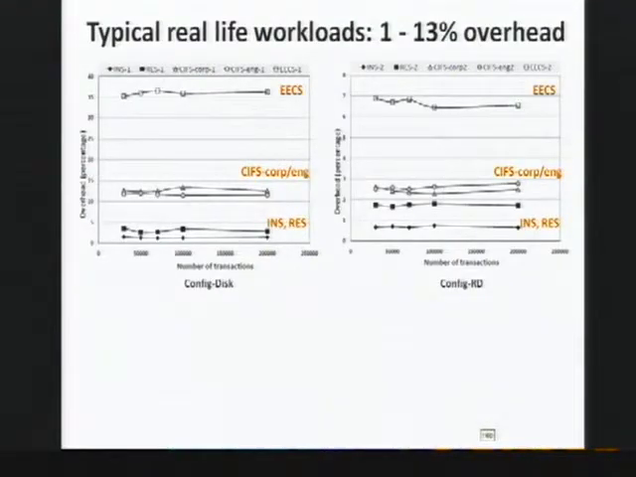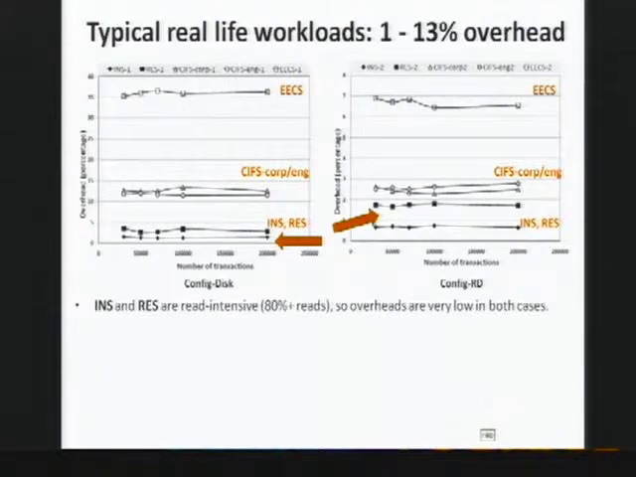So now we wanted to see the behavior with typical file system workloads and how much overhead we have. On the left side of the screen, we have the disk model, where we stored the files on the disk. And on the right side, we have the RAM disk buffered case, and we varied the number of transactions from I think 20,000, 30,000, 40,000, 50,000, and so on, all the way to 200,000 transactions.